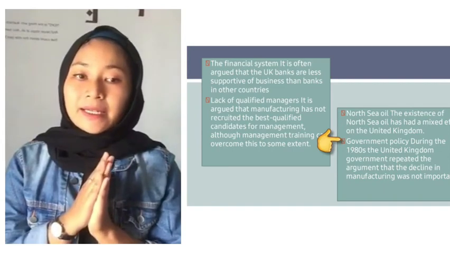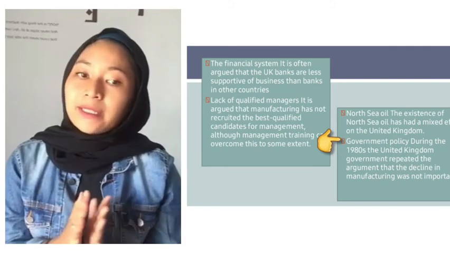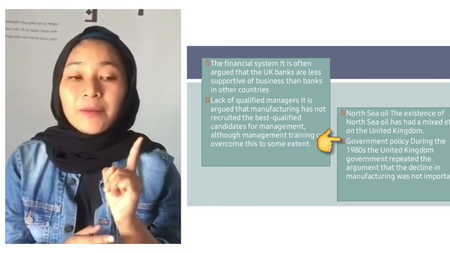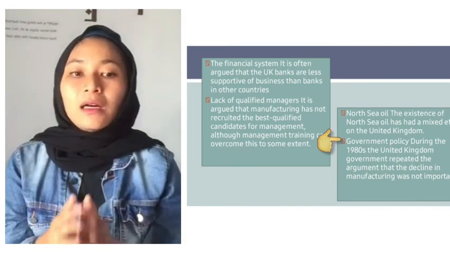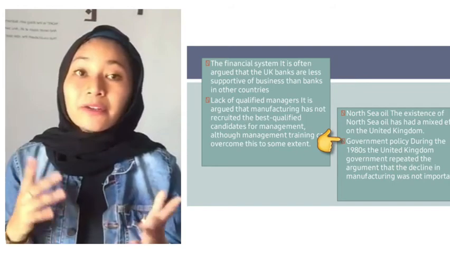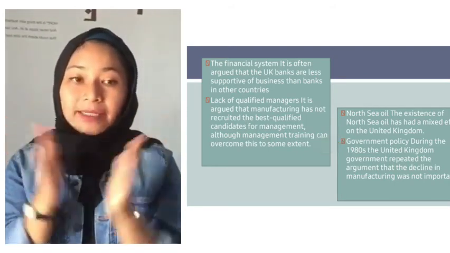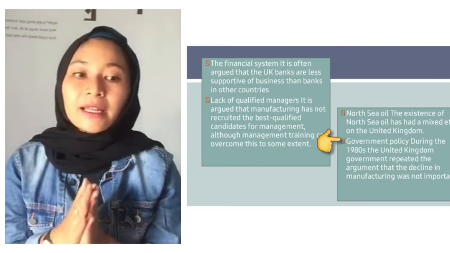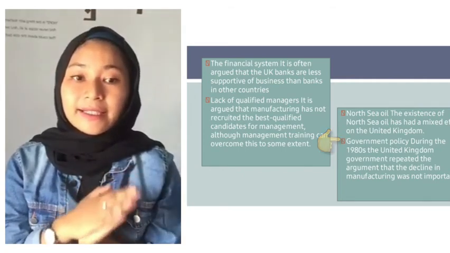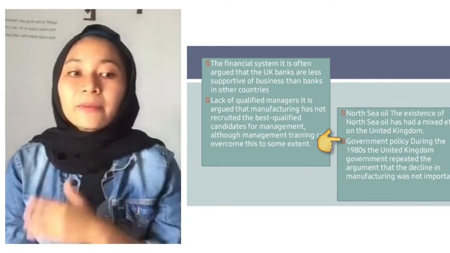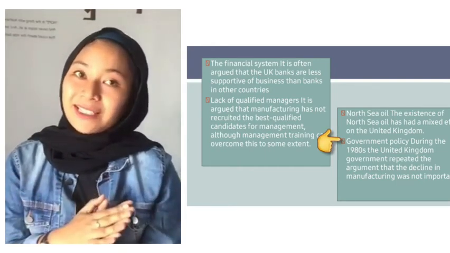Government policy. During the 1980s, the United Kingdom government repeated the argument that the decline in manufacturing was not important. It was seen as the market mechanism working and was to be replaced by services. The government therefore took a relaxed view of the decline. In the early 1980s, the adherence to a strict monetary policy of high interest rates and cutbacks in government expenditure all contributed to the decline in manufacturing.